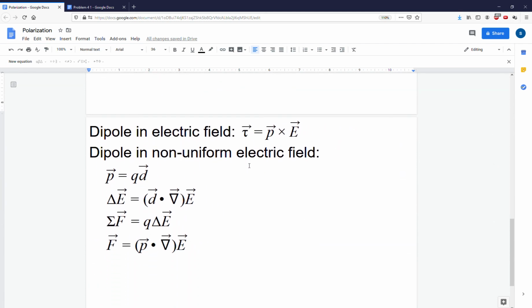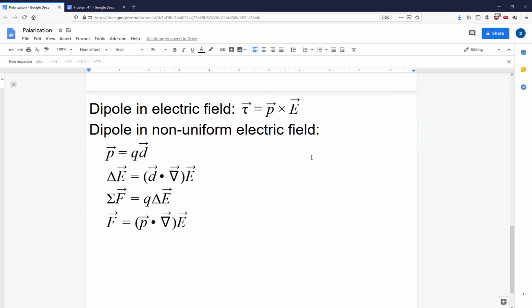The magnitude of this torque is given by P cross E: the cross product of the dipole moment and the electric field. If the dipole moment is pointed in the direction of the electric field, there is no torque. And if it's pointed in the opposite direction of the electric field, there is no torque, but it is an unstable system. Now this is true for any electric field.